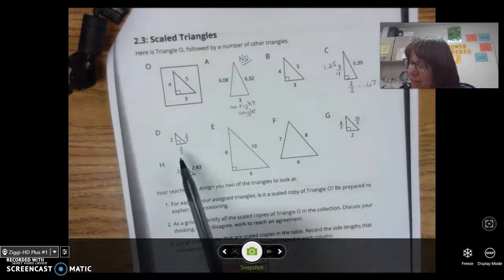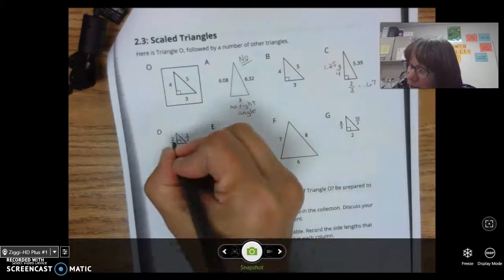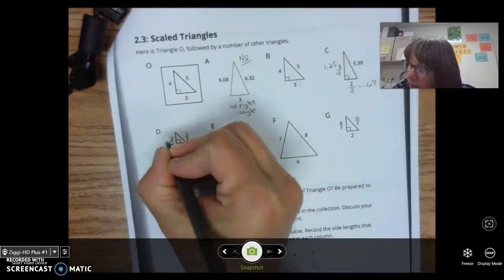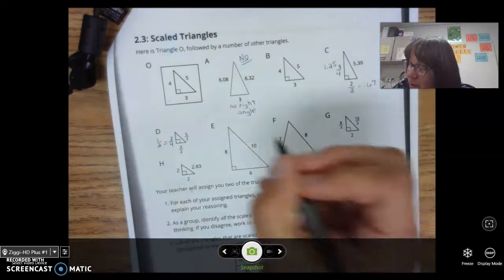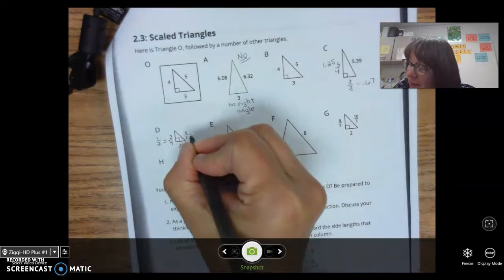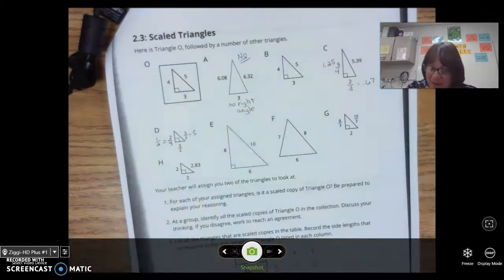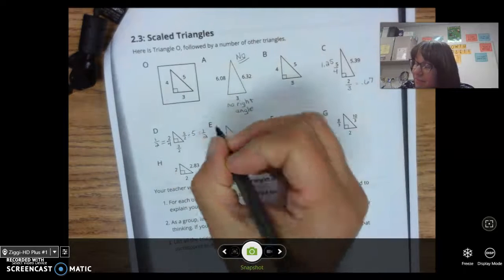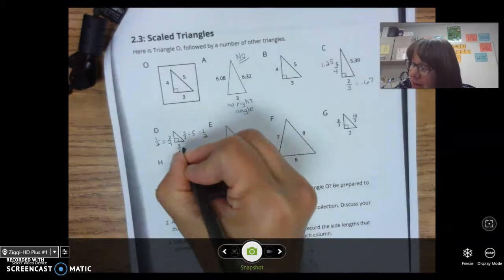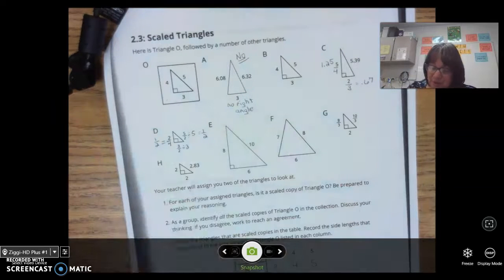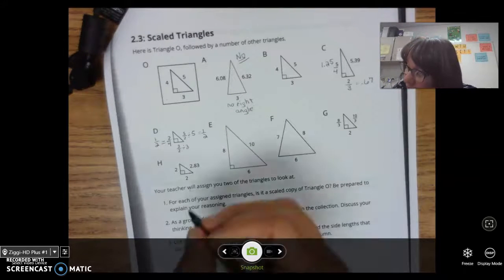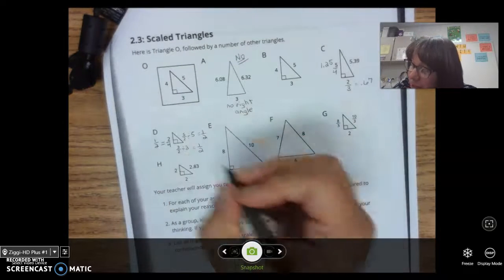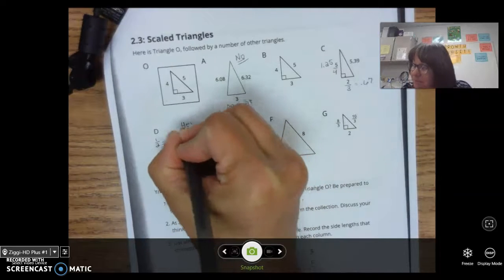Let's look at D. I can take 2 and divide it by 4. Oh, I know what that is. That's a half. What if I take 5 halves and divide by 5? 5 halves divided by 5 is 1/2. We better check this one. 3 halves divided by 3 gives me 1/2 too. These are all the same, so yes, D is a scaled copy.